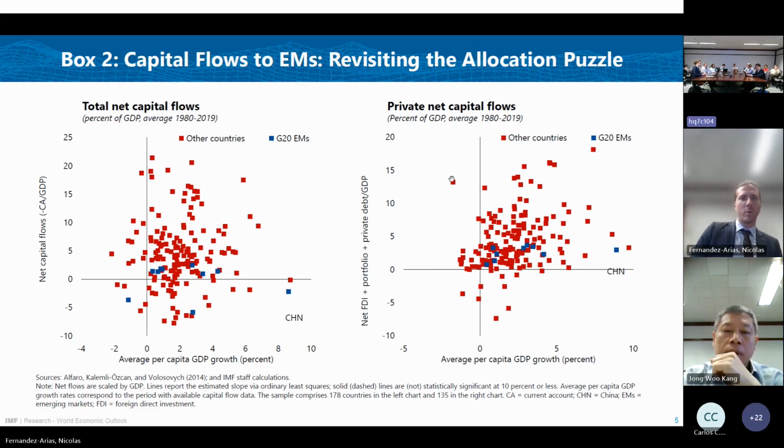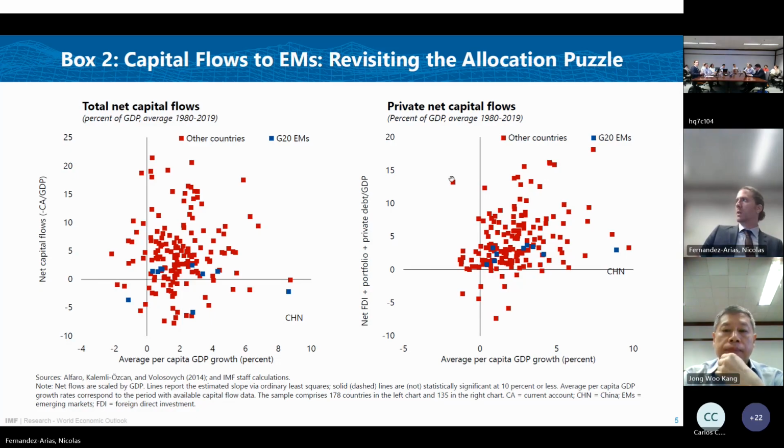However, on the right-hand side, we look only at private net capital flows, and then we do find a positive correlation, again both when considering the whole sample and when considering G20 emerging markets. So economies that receive more private net capital inflows grow faster in terms of per capita output.